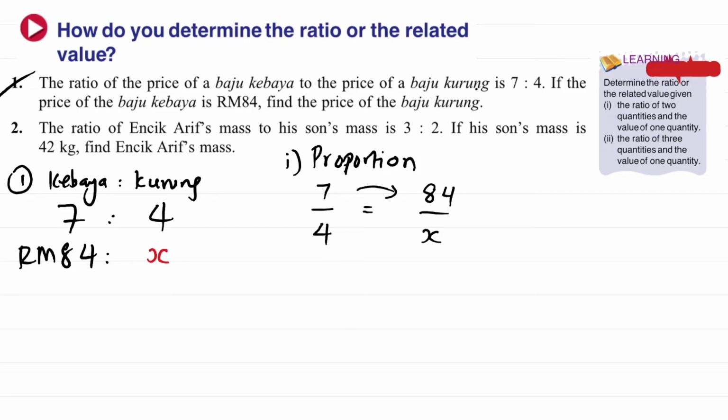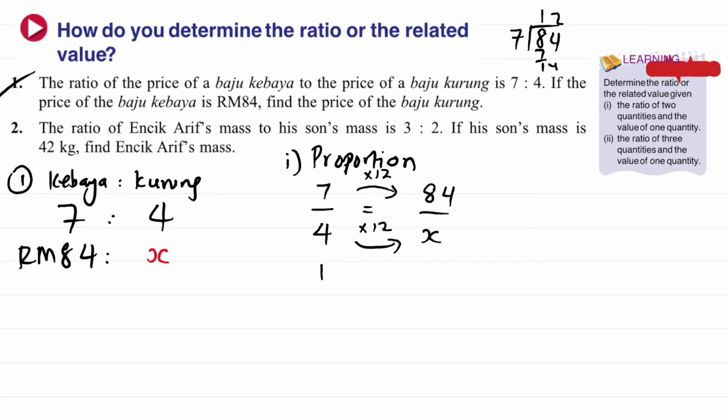How do you do that? You multiply 84 by 7. So you will get 12. So 7 times 12, you will get 84. So in order to find the value of X, you also multiply it with 12.